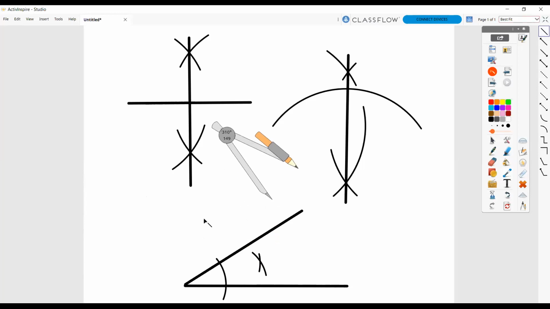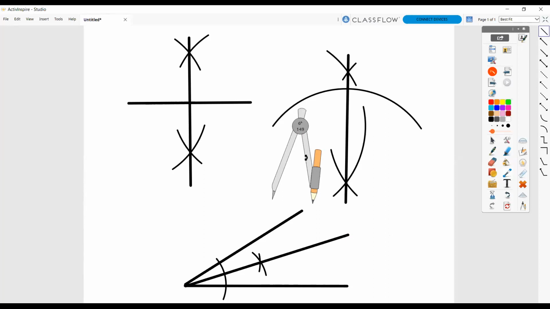Now it is done. Now you have to draw only a line which is passing through this point and the corner. So this is the bisection of angle. Okay, so now question number 5 is completed.